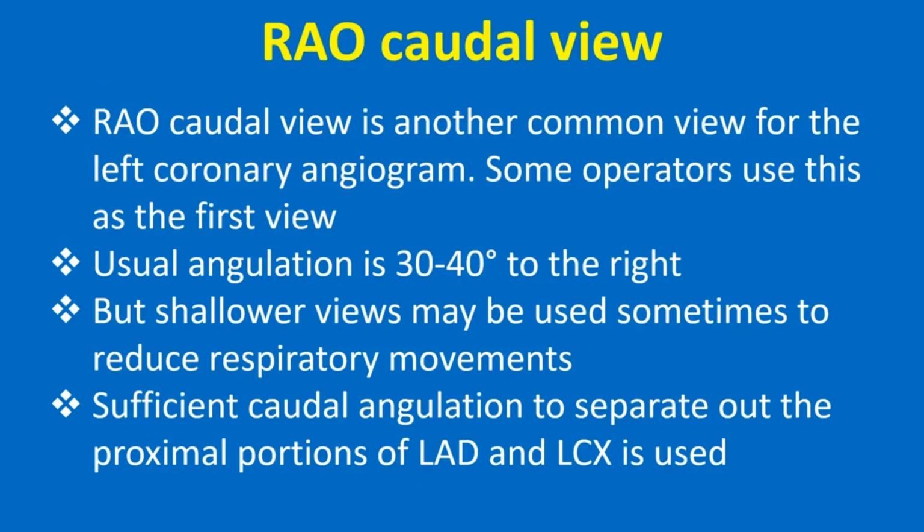RAO-caudal view is another common view for the left coronary angiogram. Some operators use this as the first view. Usual angulation is 30 to 40 degrees to the right, but shallower views may be used sometimes to reduce respiratory movements. Sufficient caudal angulation to separate out the proximal portions of the LAD and LCX is used.